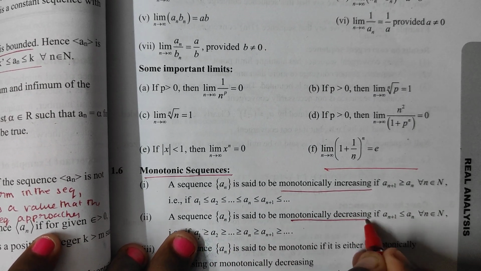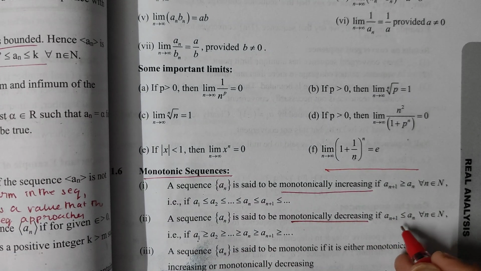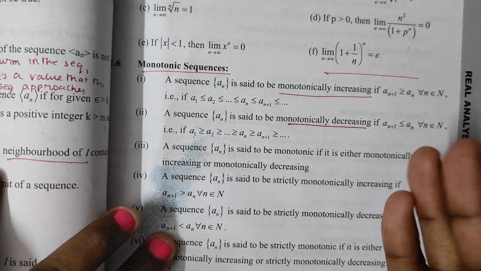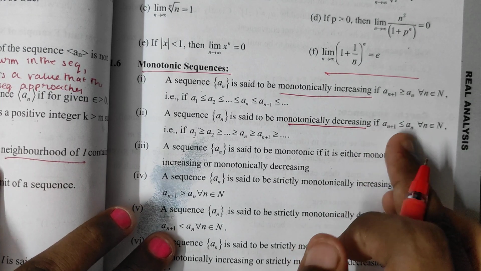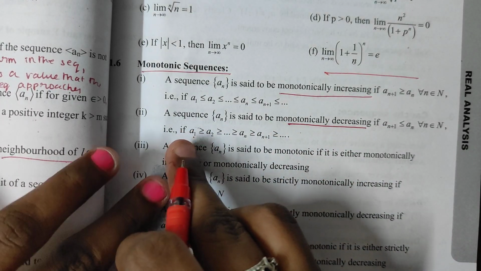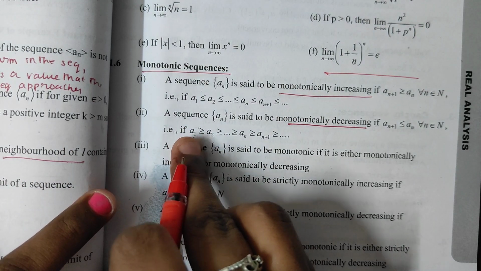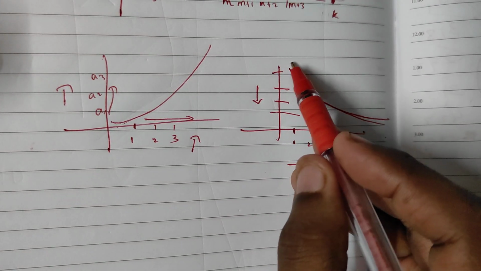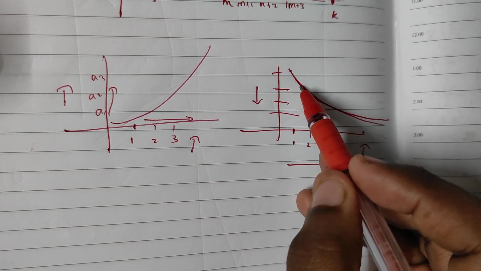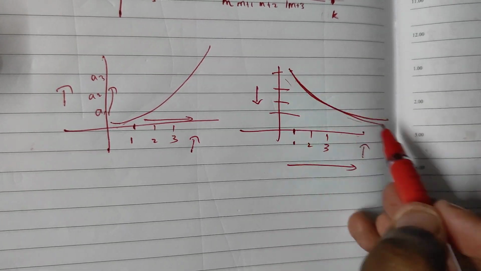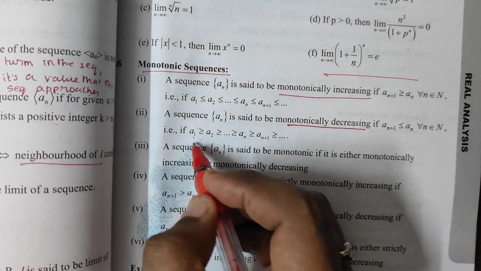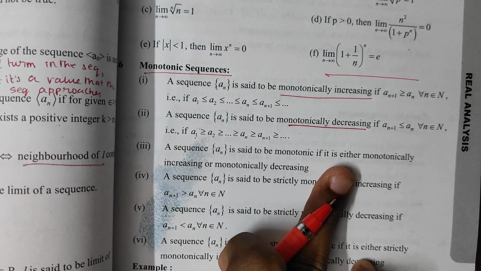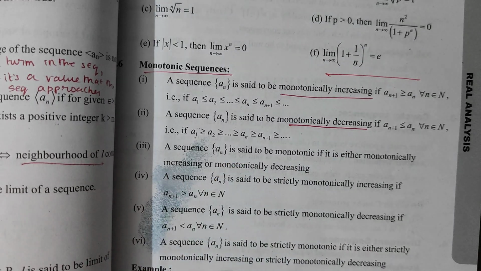A sequence is monotonically decreasing if a_(n+1) is less than or equal to a_n. The next term will be less than the before term. See here, the first term is the highest number. For n equal to 1 it is the highest, and after that it is getting down, right? So a1 is the highest, greater than or equal to a2, greater than or equal to, like that. Okay, it is monotonically decreasing.